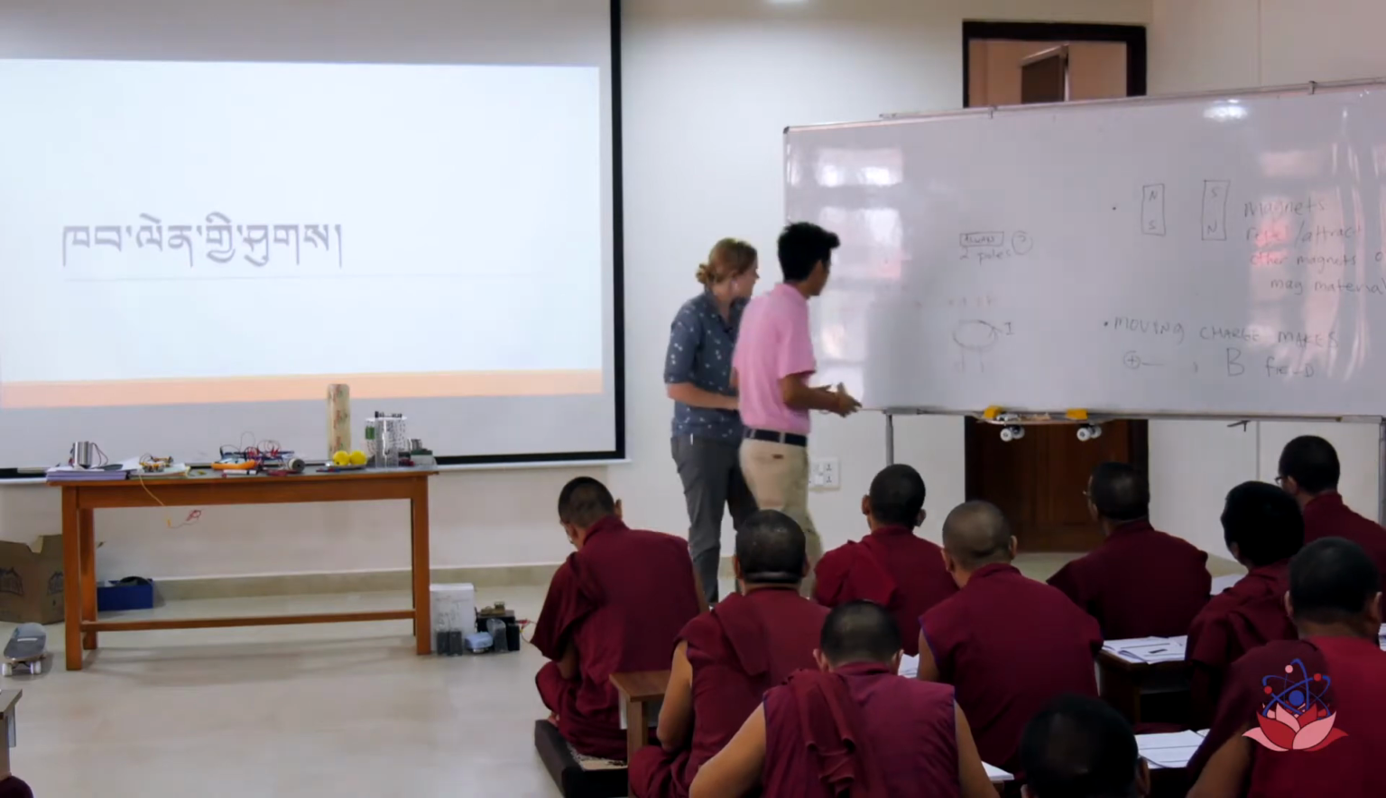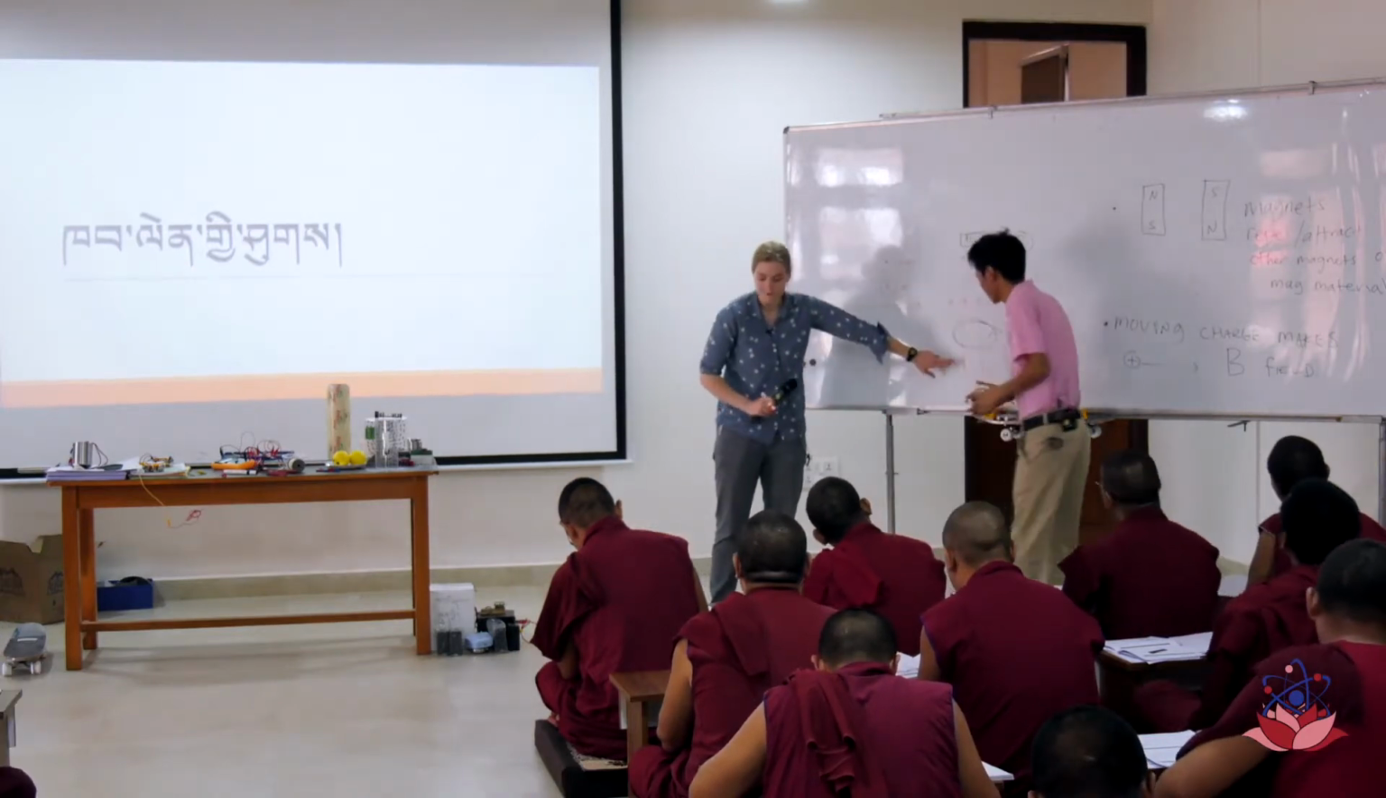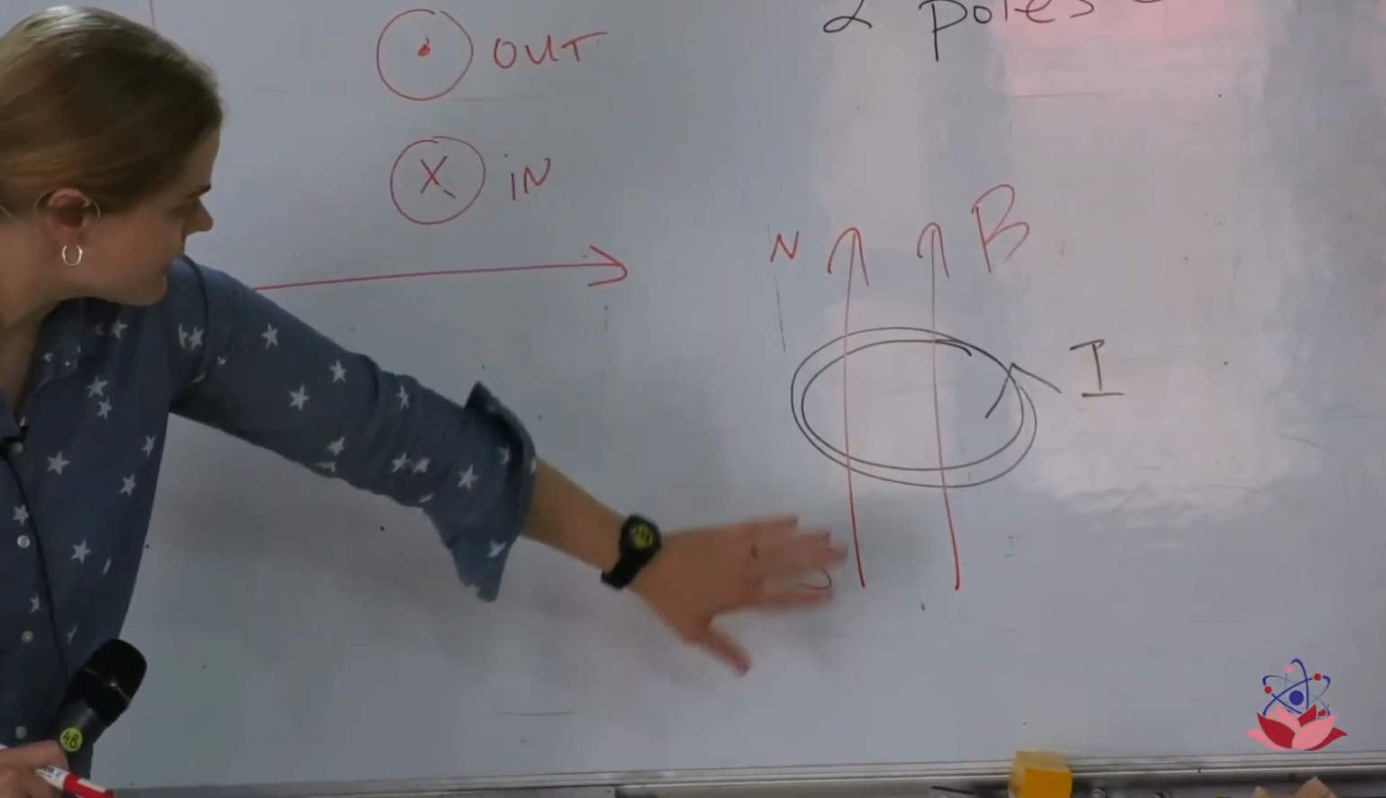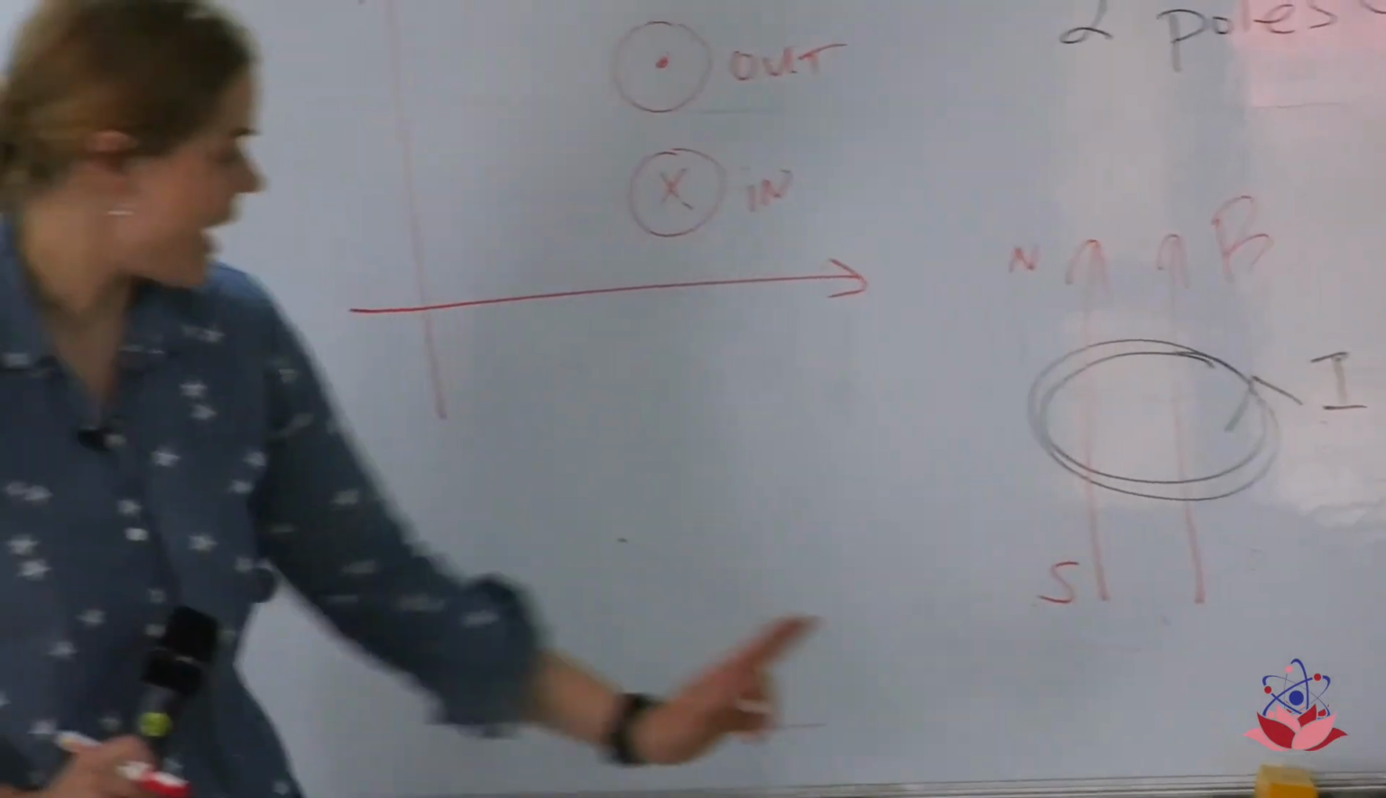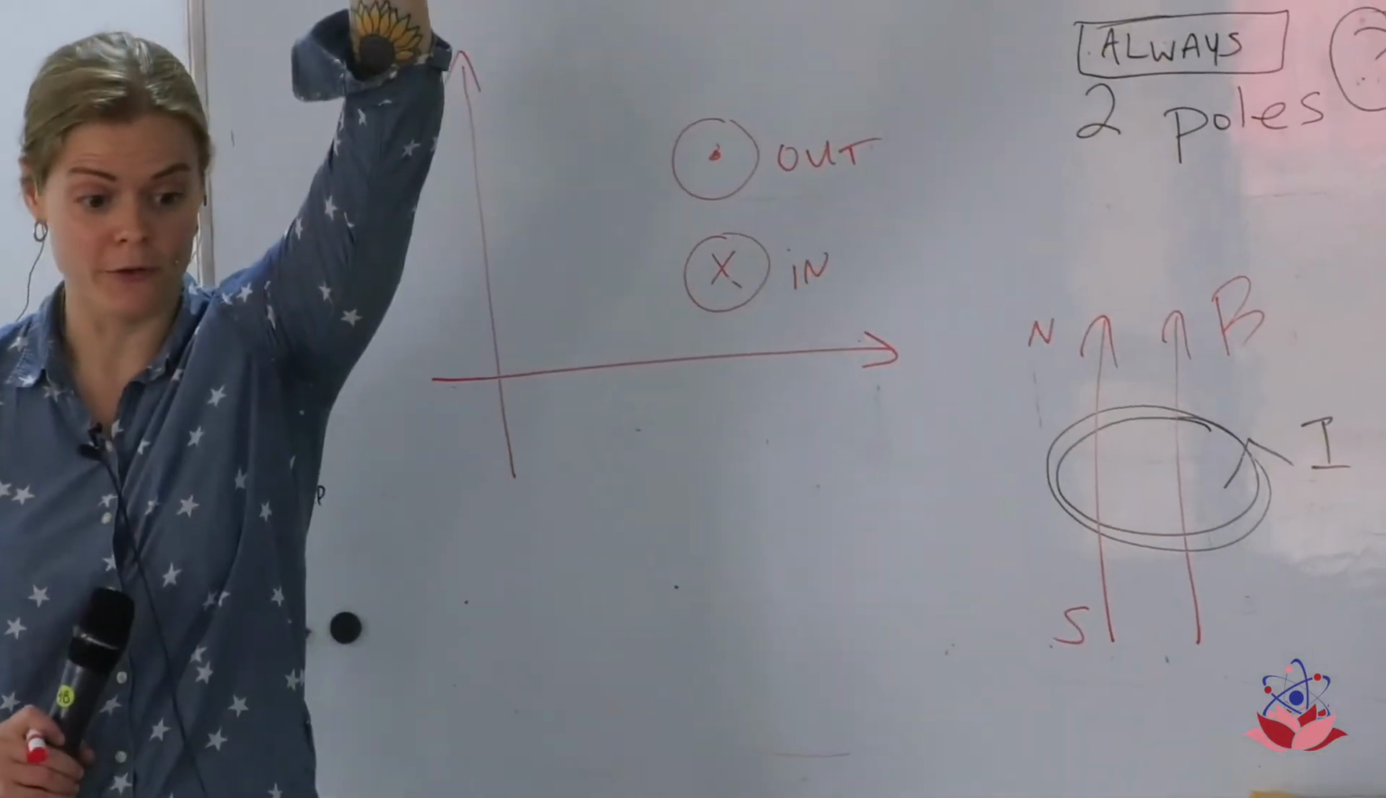So from now on, we'll usually symbolize this by just having an arrow labeled by B pointing upwards.